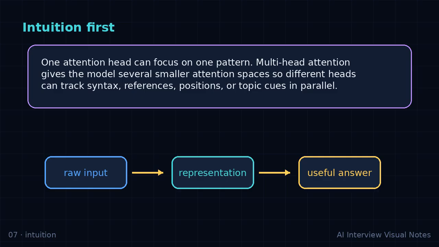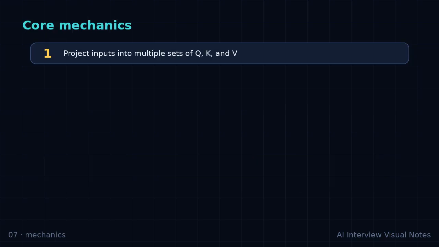Core mechanics. Project inputs into multiple sets of Q, K, and V. Each head performs attention independently. Head outputs are concatenated and projected back. Different heads can specialize in different relationships. Total dimension is usually split across heads for efficiency. The compact mental model is multi-head X equals concat head H W.